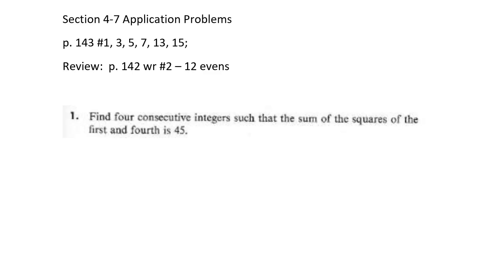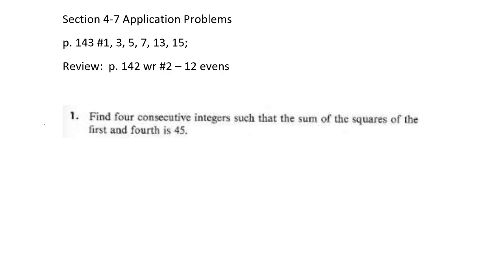Here are the answers for the Section 4-7 Application Problems Homework Assignment. Page 143, number 1. Find 4 consecutive integers such that the sum of the squares of the first and fourth is 45. Let's follow the problem-solving plan that we've used before this year.